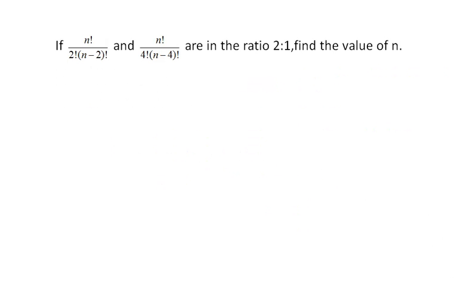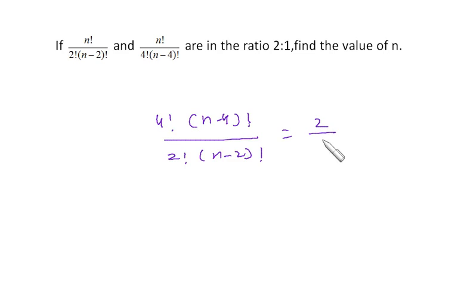Now let's take this question. If the ratio of n factorial by this data is 2 to 1, we have to find out the value of n. Now let's divide the data. If we divide this by this, n factorial and this n factorial will get cancelled. So finally we will be getting 4 factorial (n minus 4) factorial by 2 factorial (n minus 2) factorial is equal to 2 into 2 by 1, right? So this ratio is 2 by 1.